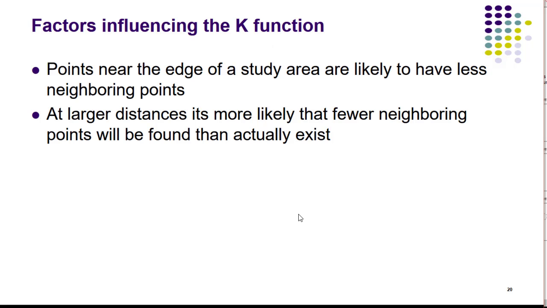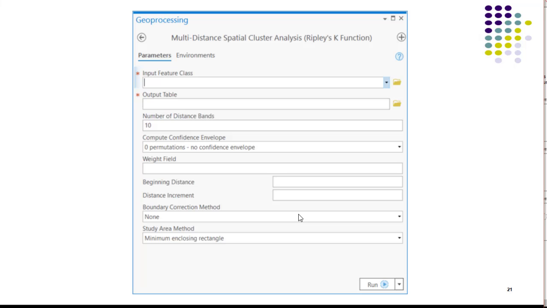The factors that influence the K function are points near the edge. This is a major problem because if you're near the edge, you don't want to artificially be calculated as a cluster just because you're on the edge and you don't inherently have any boundaries or points that are outside of that study area extent. So what we can do is a bunch of things to kind of account for that.